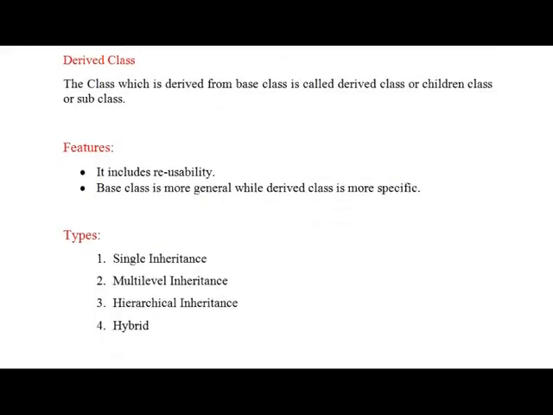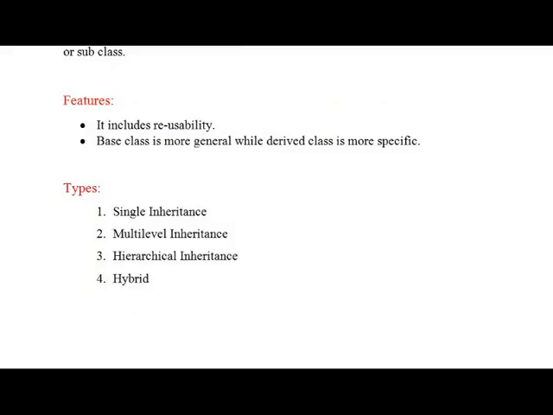Then types. There are some types of inheritance. First one is single inheritance, multi-level inheritance, hierarchical inheritance, and hybrid. In single inheritance, only one derived class is derived from a single base class. In multi-level inheritance, we have a level of inheritance. First class is derived from one base class and another class is derived from that previously derived class. So this is multi-level inheritance.